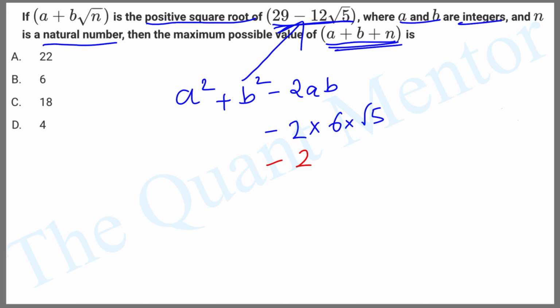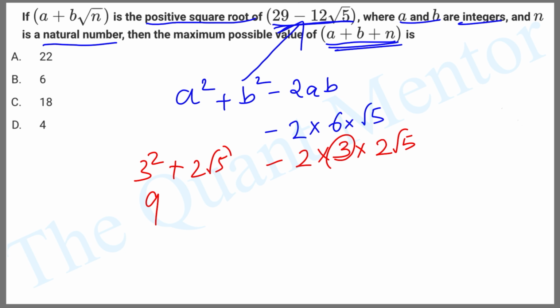So that leaves only one possibility. This is basically 2 into 3 into 2 root 5. So 3 square would give you 9, plus 2 root 5 the whole square is basically 4 into 5, 20. And indeed 9 plus 20 is 29. So we have understood that this entire expression 29 minus 12 root 5 is 3 square plus 2 root 5 square minus 2 into 3 into 2 root 5. So this is the expansion of a minus b the whole square, right?